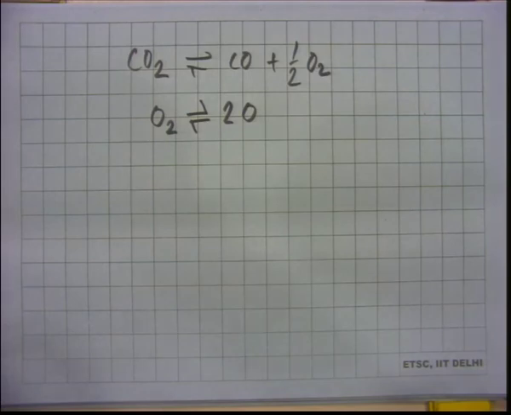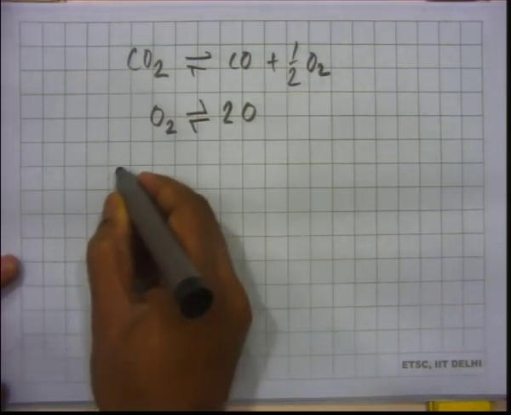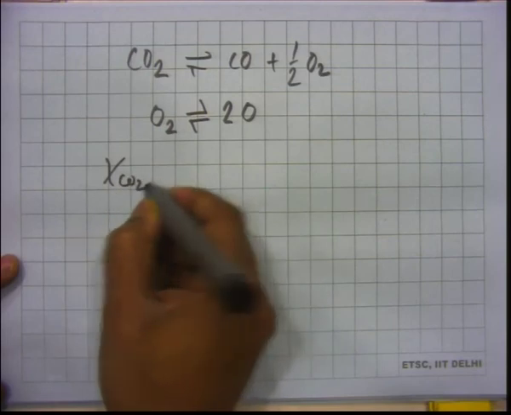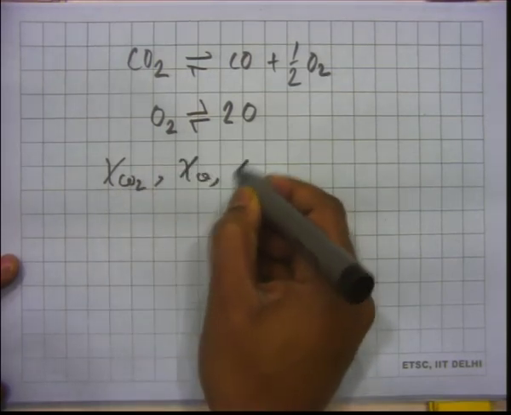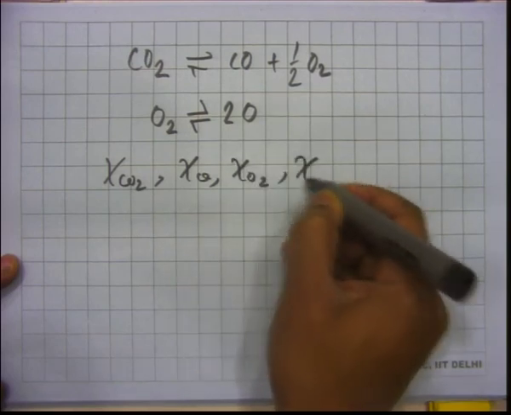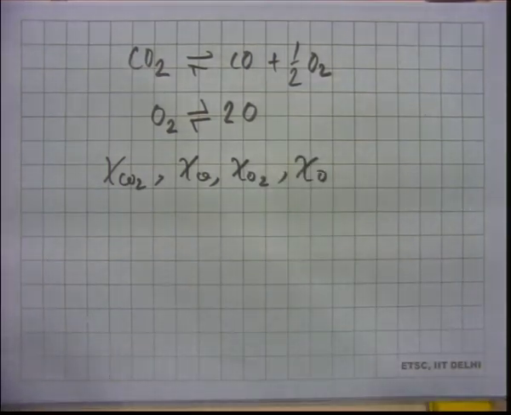This can happen, even O2 can dissociate into oxygen atom. So, if that is the case, then you will have chi CO2, chi CO, chi O2, but chi O also, oxygen atom mole fraction also. So, you have to bring in some other equation, maybe you have to look at some other balance, all right.